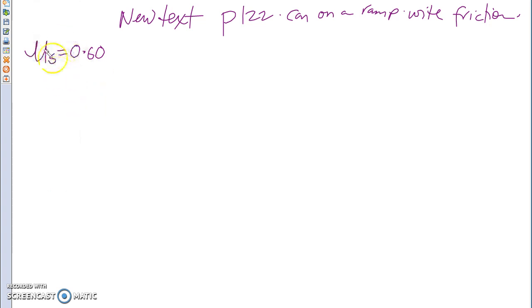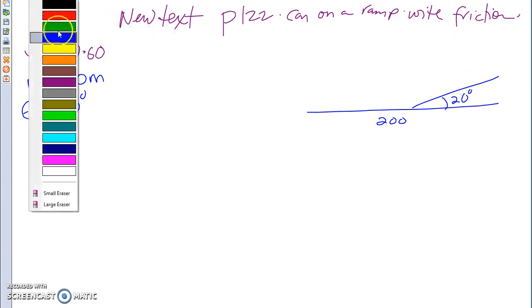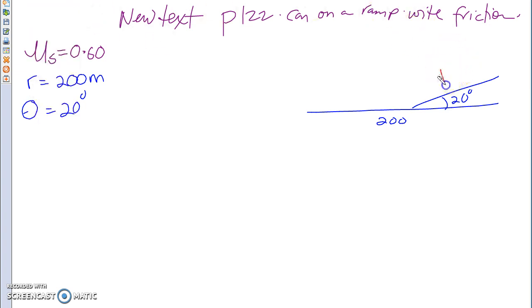All right, next it says determine the maximum speed of the car at which the car can safely negotiate a turn of radius. So my radius is 200 meters, and my angle is 20 degrees. So again, car on a ramp, 200 meters, 20 degrees. Okay. Now in this situation, as we said, there is friction that is involved, and so I'm going to try to make this as clear as possible.